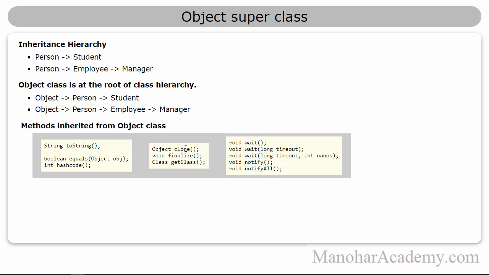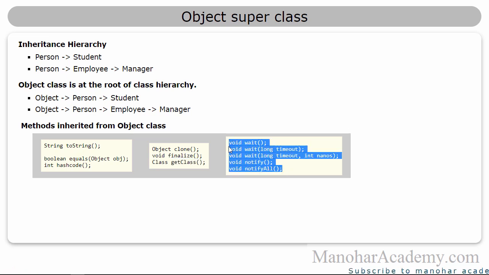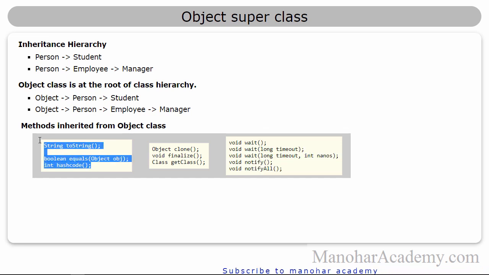Clone is used to create clones of a given object, and finalize is a method called on each object before that particular object is garbage collected. Also you can call getClass so that you will know the class name at runtime. So these three are not that frequently used, and these five are used only in concurrent programming. But these three, the toString method, equals method, and hashCode method, are used frequently.